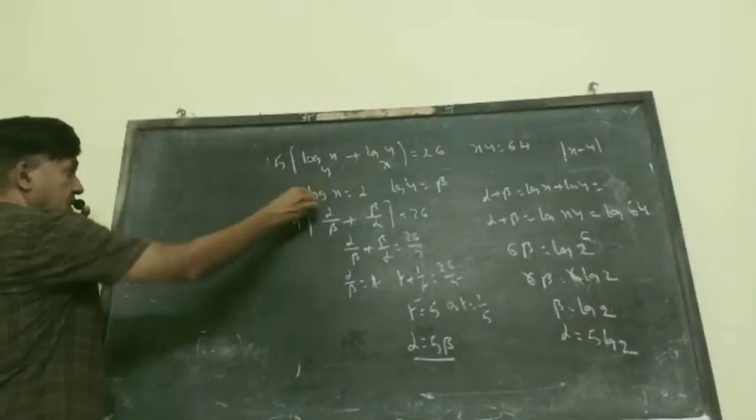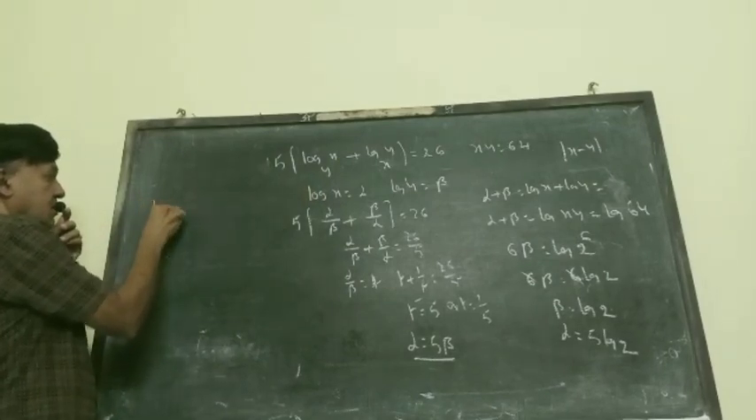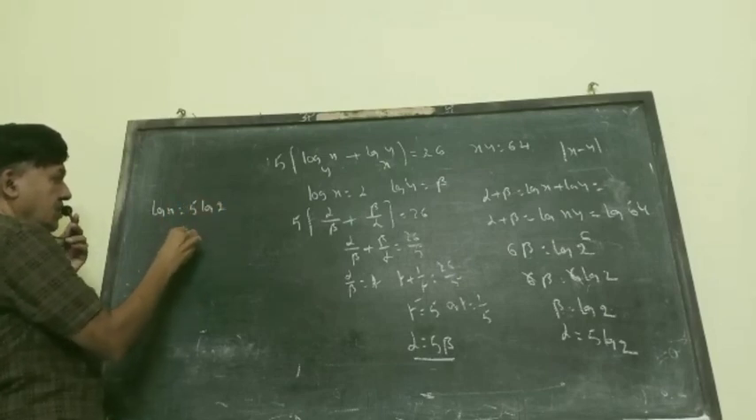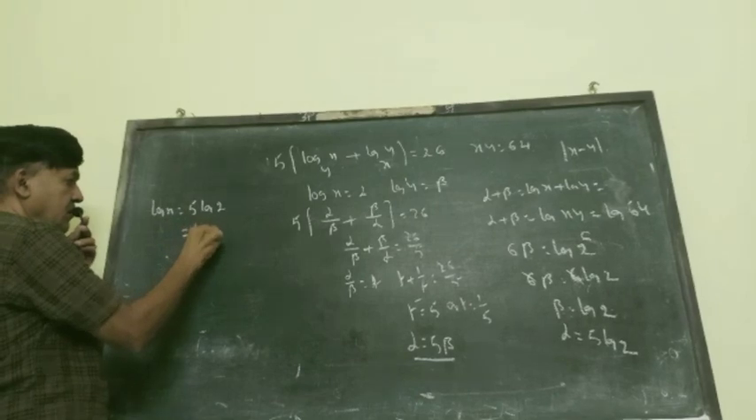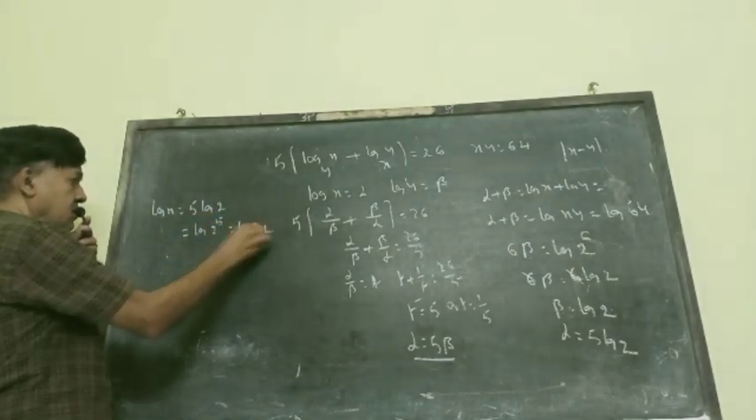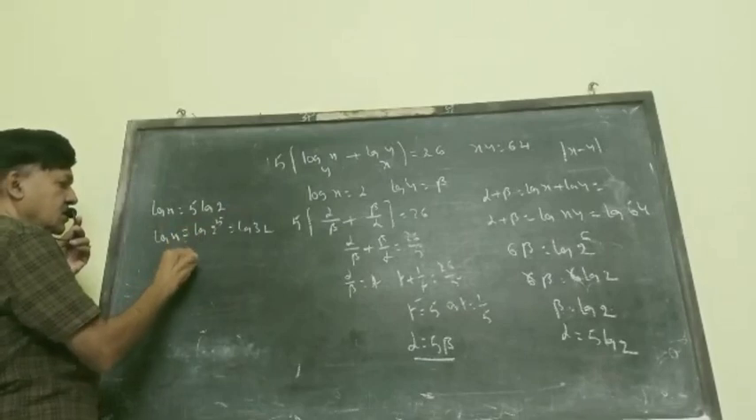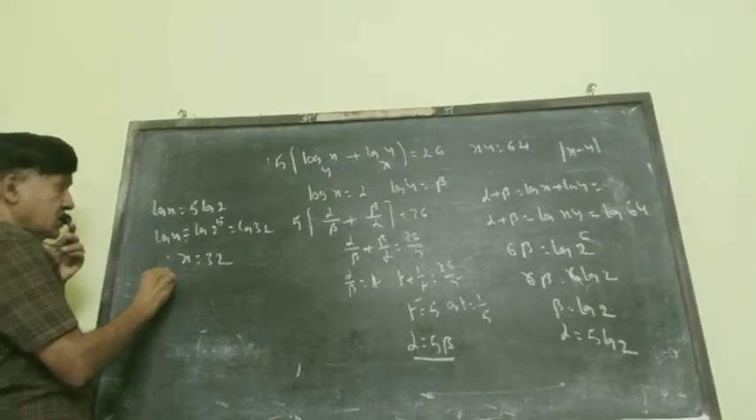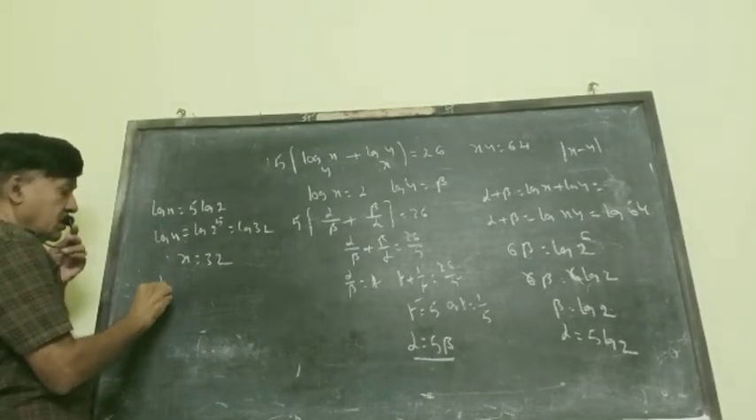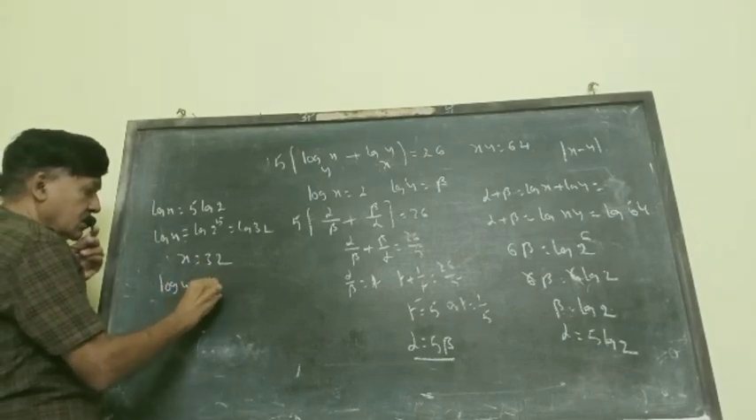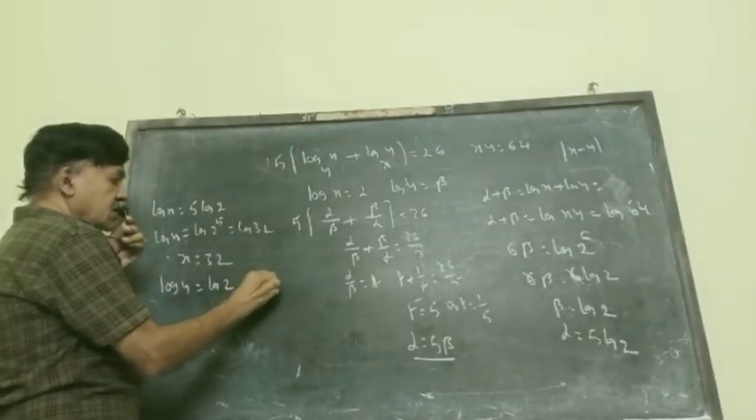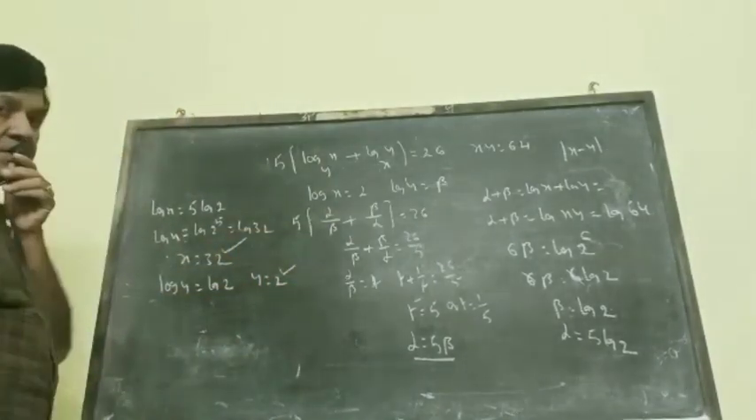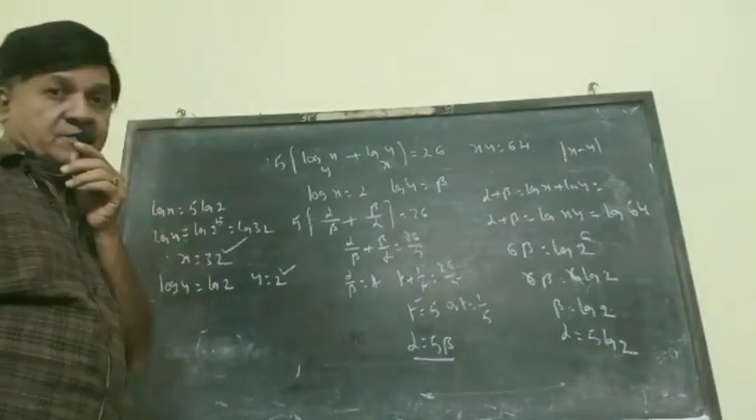So now, look like this. Log x is equal to alpha. Alpha means what? 5 log 2, which is log of 2 power 5, which is log 32. So log x is log 32 means x is what? 32. What is beta? Log y is equal to log 2. So y is equal to what? 2. X is 32, y is 2. Substitute x and y values. You will get your answer.